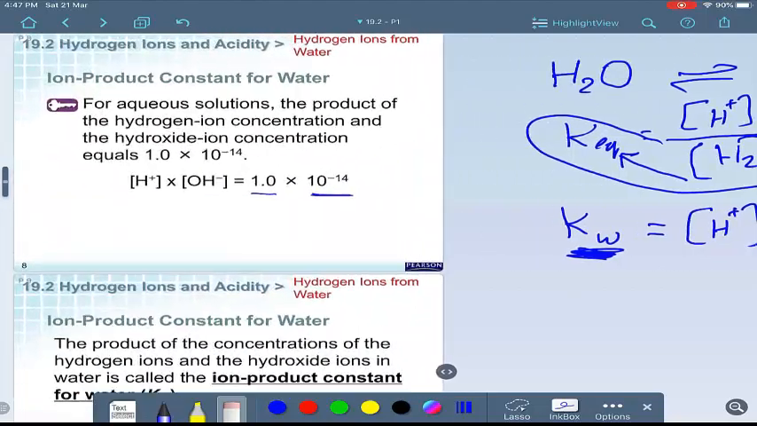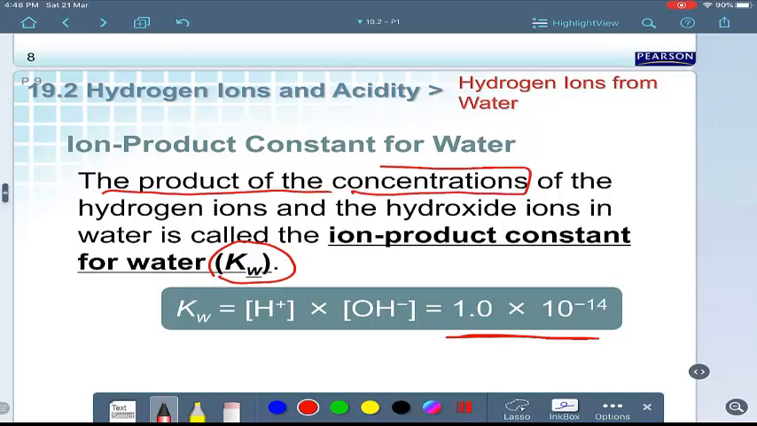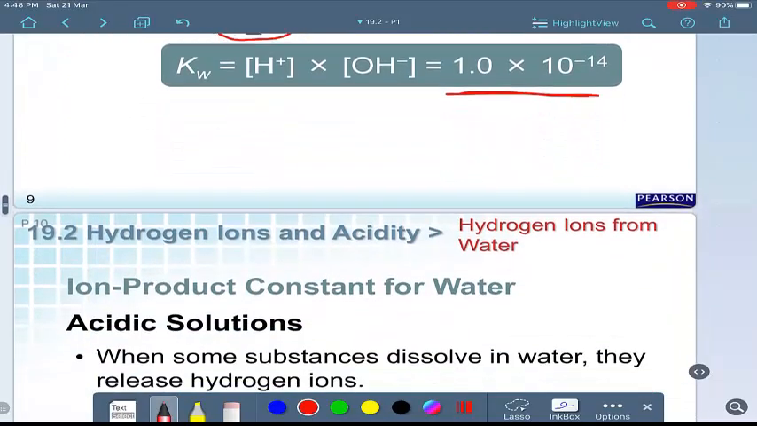Okay? This value: the ion product constant for water, which is KW, I told you, has the value 1 times 10 power of negative 14. If you want to define this, what does it mean? The ion product constant for water is the product of the concentrations of hydrogen ion and hydroxide ion in water. That's what happened in the equation I explained, and we called it KW.